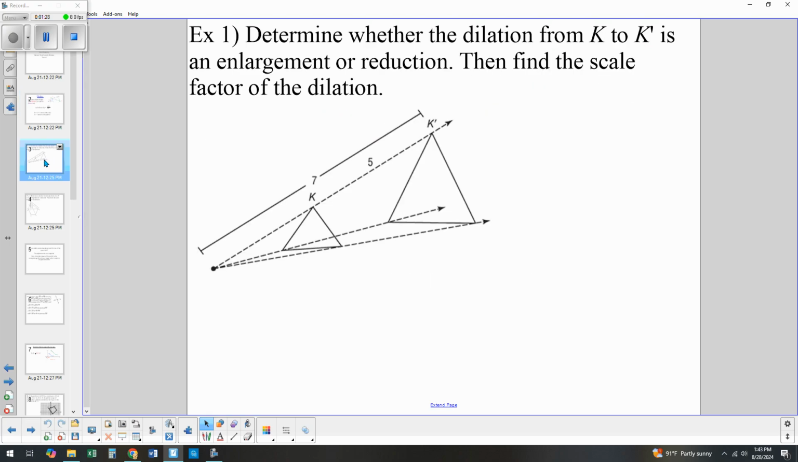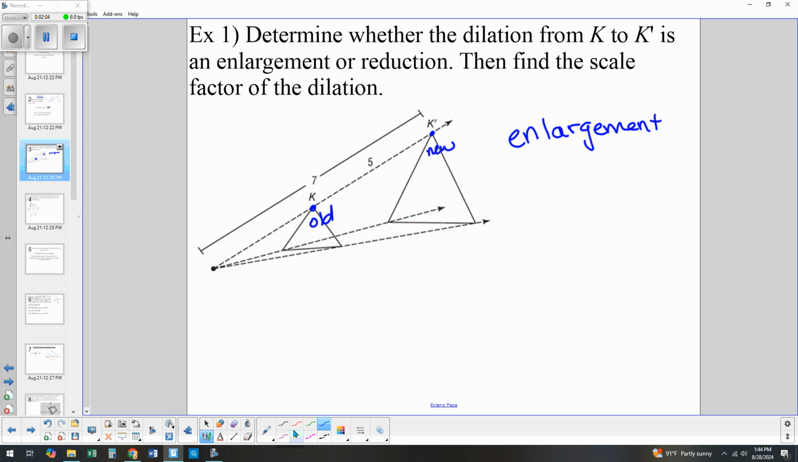So here we're going to determine whether the dilation from K to K prime is an enlargement or reduction, and then find the scale factor. So this is K, so that's my original. And here's K prime, that's my new. Or new and old, I should say. I'm going to change that to old because that's the word I've been using. So the distance, let's start here. The shape with K prime in it is bigger than the shape with K in it. So we're going to start out by saying this was an enlargement.